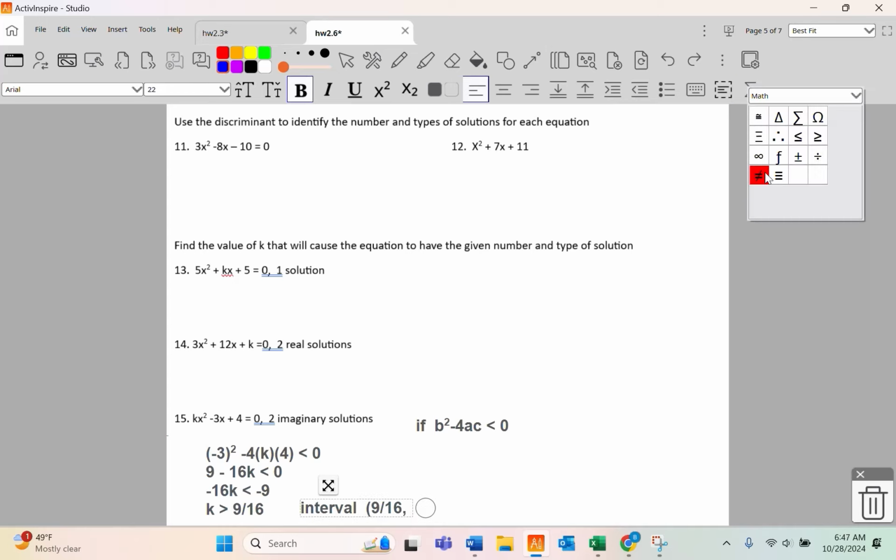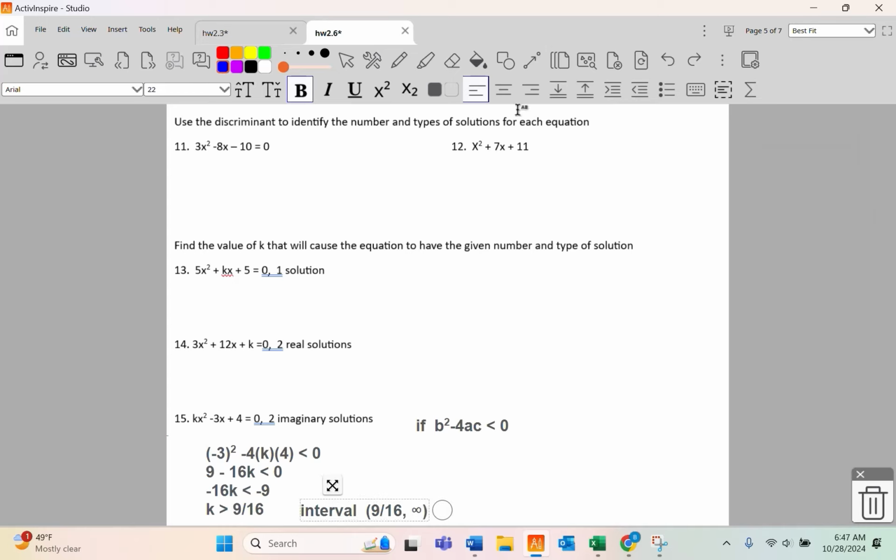Usually takes 3 tries for me to get the right one. Nope, it's going to take 4. All right. I'm going to let you all try and do 13, 14.